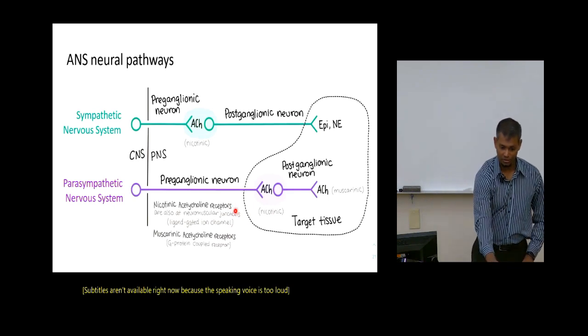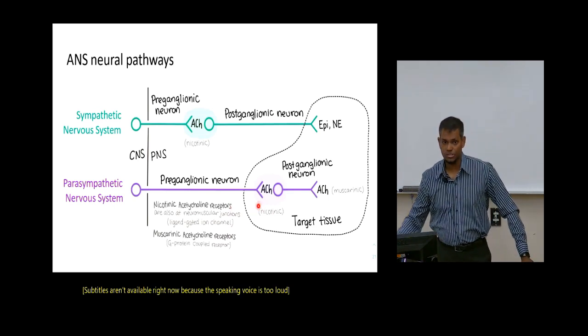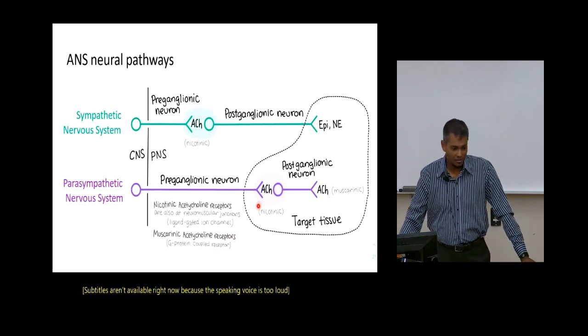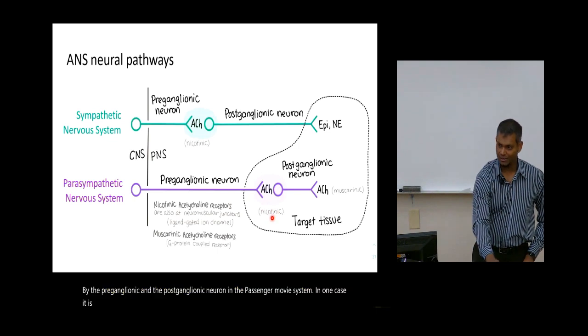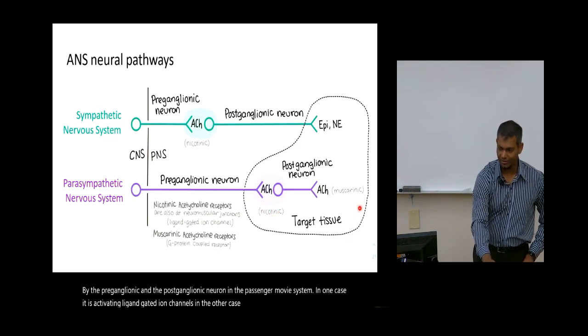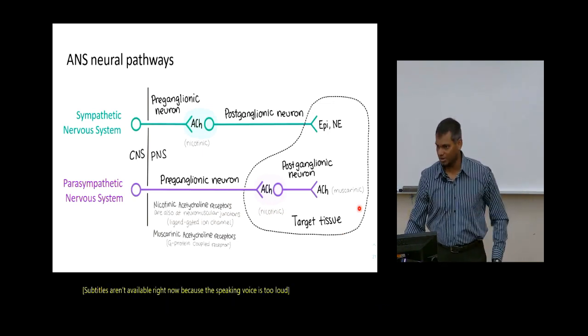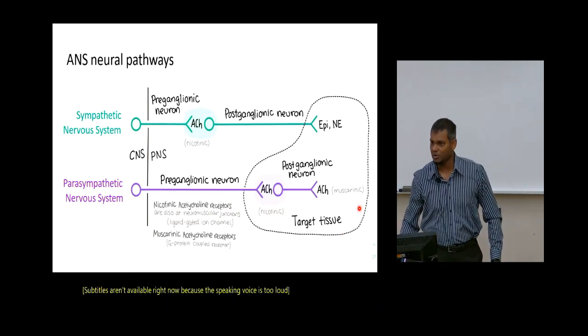So even though acetylcholine is released both by the preganglionic and the postganglionic neuron in the parasympathetic nervous system, in one case it is activating ligand-gated ion channels, in the other case it will activate the G protein coupled receptors. And that's why we will be talking about these various types of G protein coupled receptor pathways later in the lecture.